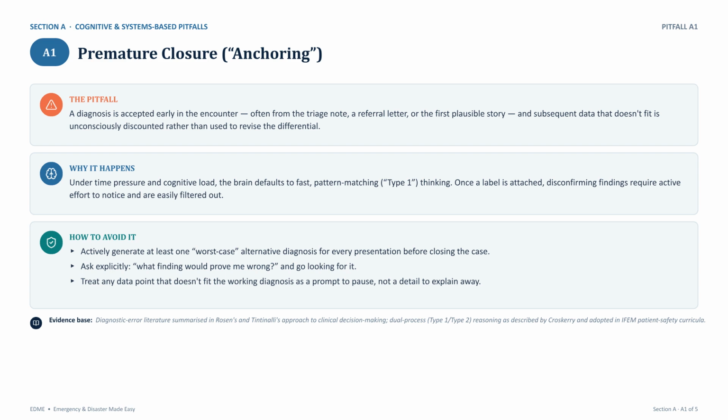Pitfall A1 is premature closure or anchoring. This occurs when a diagnosis is accepted too early, leading the clinician to discount subsequent data that doesn't fit the initial label. To avoid this, always actively generate a worst-case alternative and ask yourself what findings might prove you wrong.